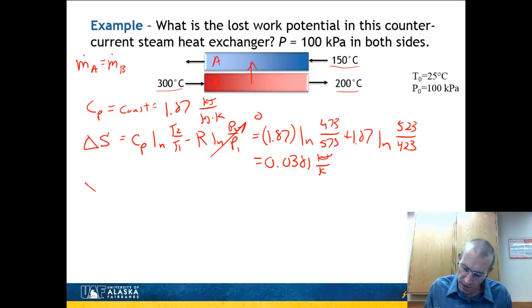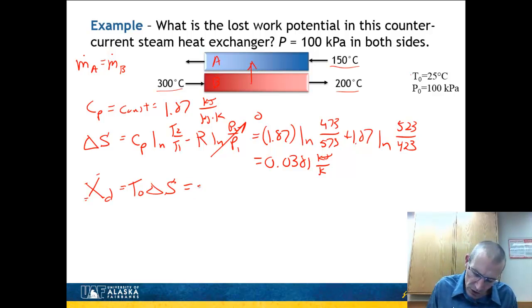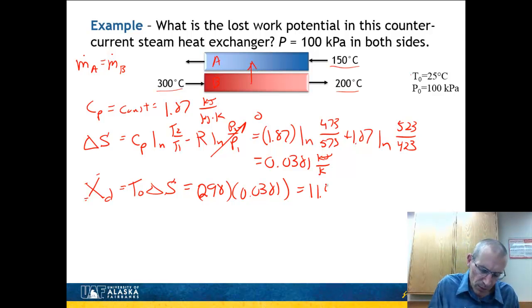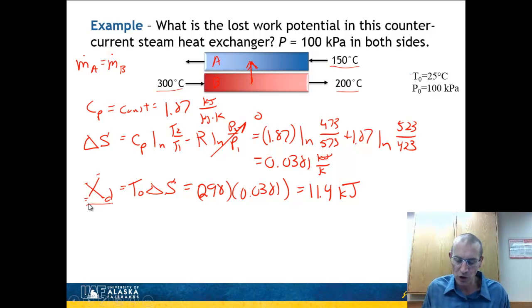So now to calculate the exergy being destroyed, call it X_D, we know that that is T naught delta S of my stream here. And so my environment conditions are 298 Kelvin, 25 degrees Celsius, times that 0.0381, and that comes out to be 11.4 kilojoules. So that's not the amount of energy being transferred. This is the amount of exergy being destroyed. The amount of exergy that went through is going to be a much larger number than that.